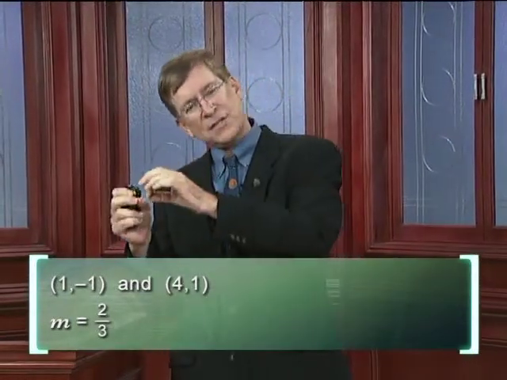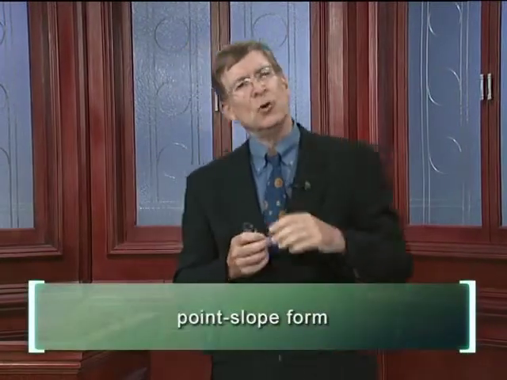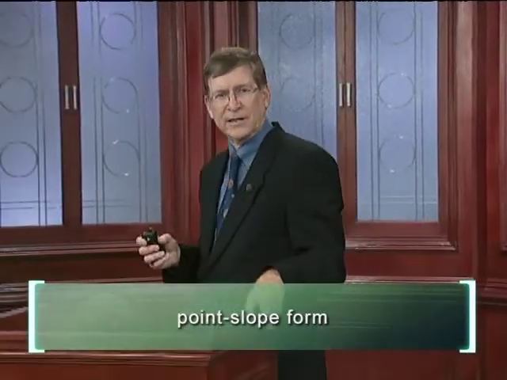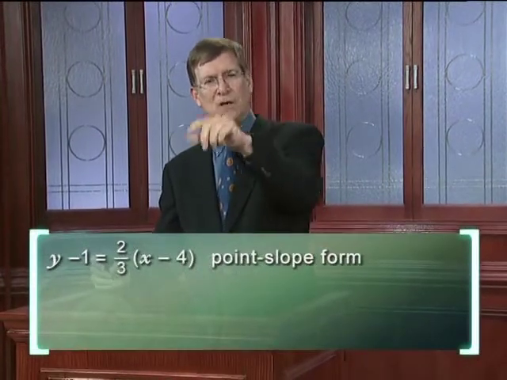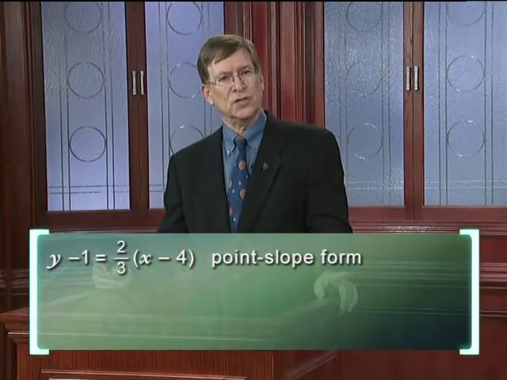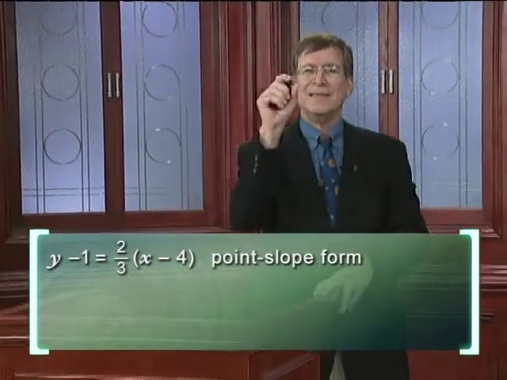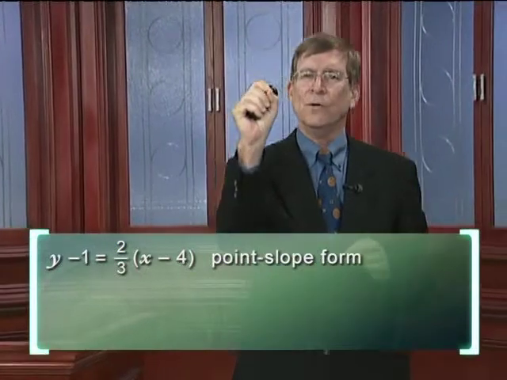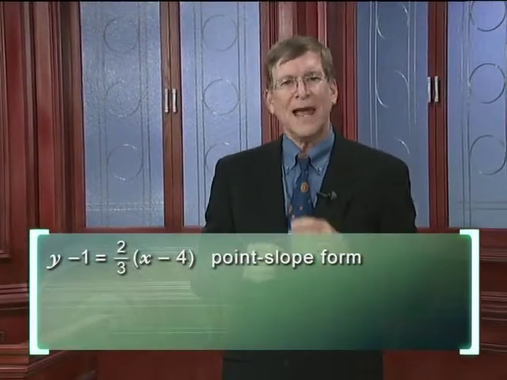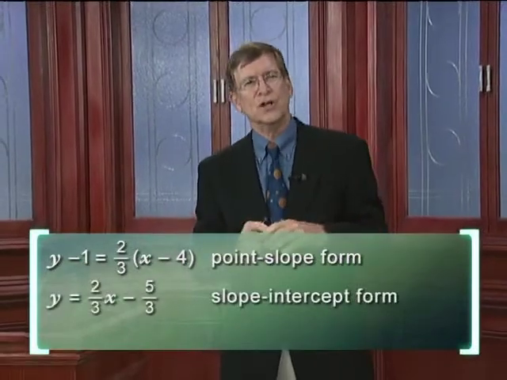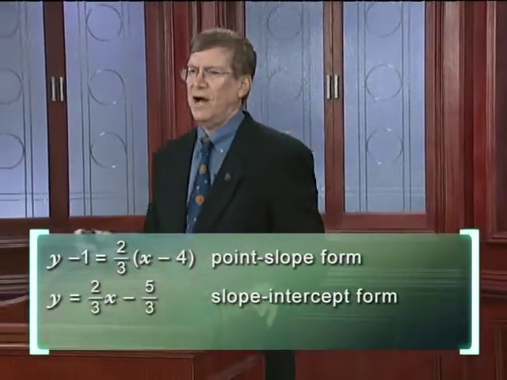So the slope of this line is 2/3, and we can now find the equation of this line having slope 2/3 and passing through the point 4, 1. We'll use something called the point-slope form. We used this in the previous lecture. The way this formula works, it's y minus 1, that 1 being the y-coordinate of the point, equals the slope, 2/3, times the quantity x minus 4, 4 being the x-coordinate of that point. And then you simplify that to y equals 2/3 x minus 5/3.